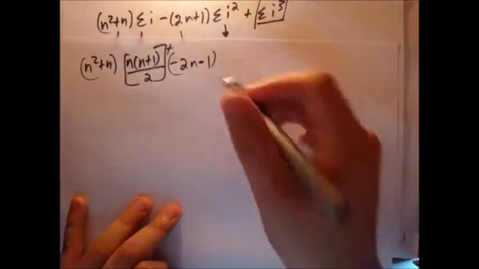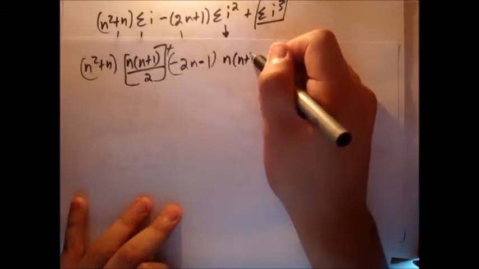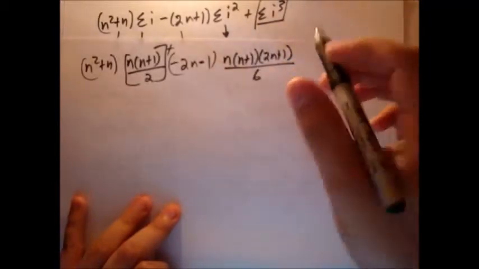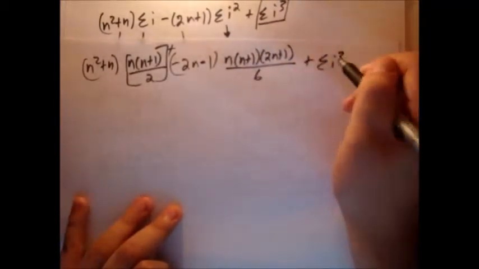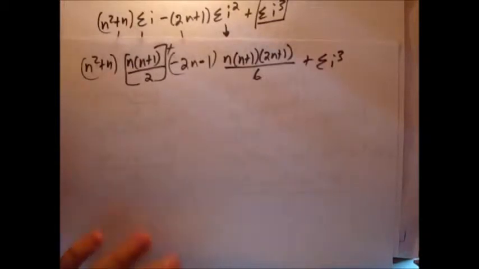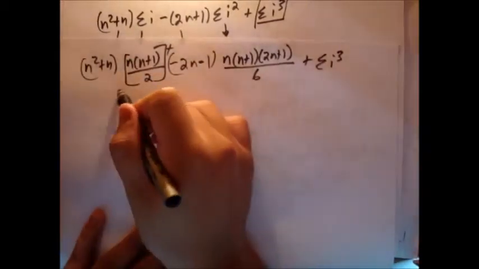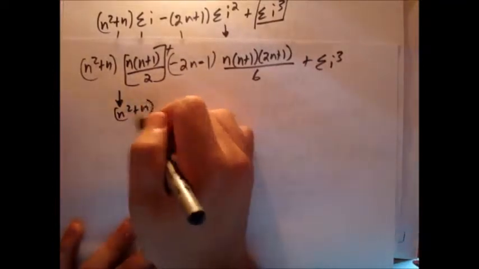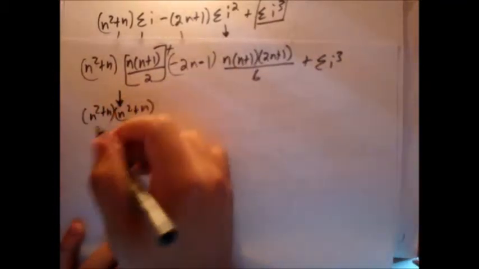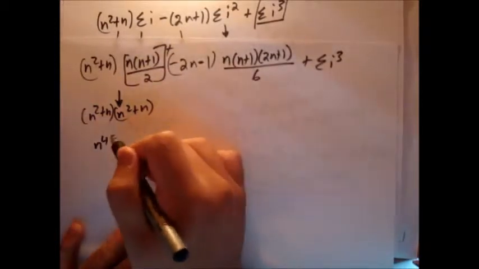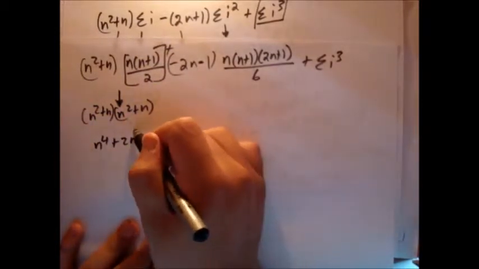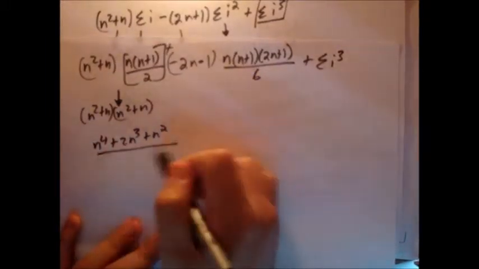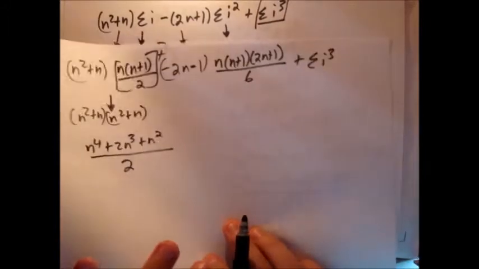Sigma i squared is what? That's just n times n plus 1 times 2n plus 1, divided by 6. Okay, plus sigma i cubed. You don't want to touch sigma i cubed, for if you do, it will cause a circular proof. Let's expand the numerator on the top right here. That's n squared times n squared plus n. Okay, let's go ahead and simplify. n to the 4th power plus 2n to the 3rd plus n squared. Okay, and this is divided by, of course, 2.